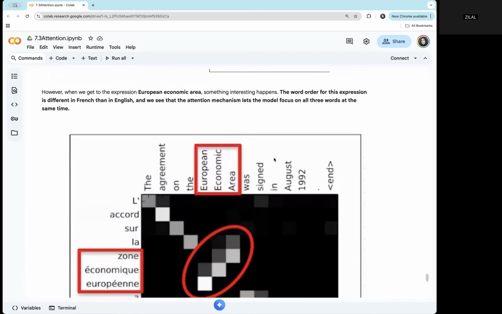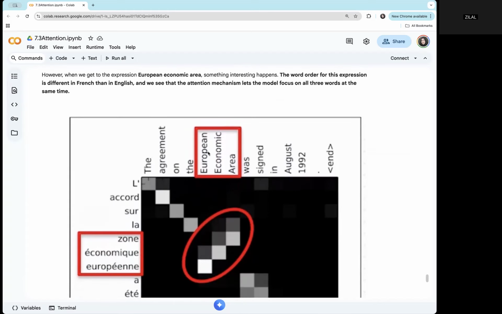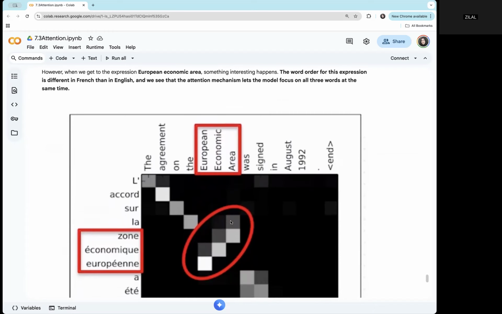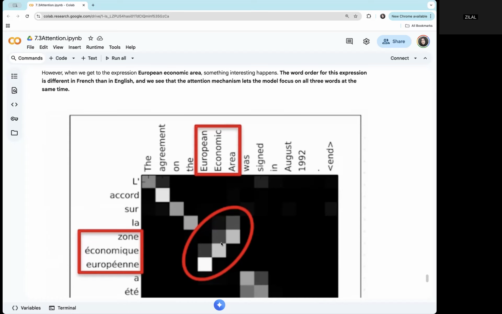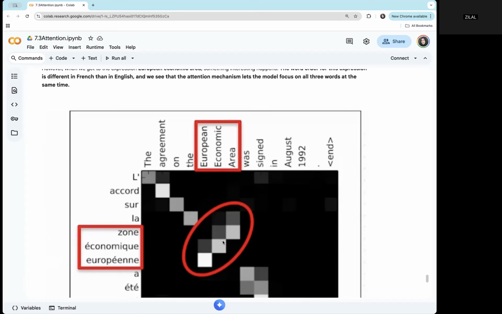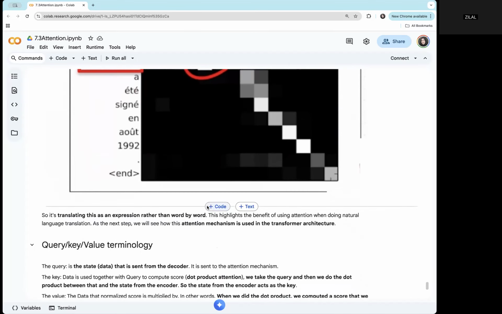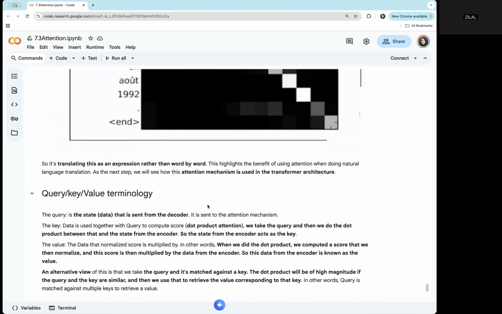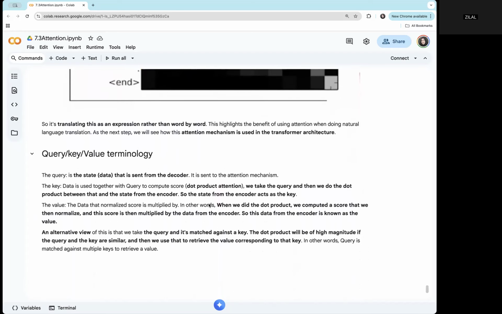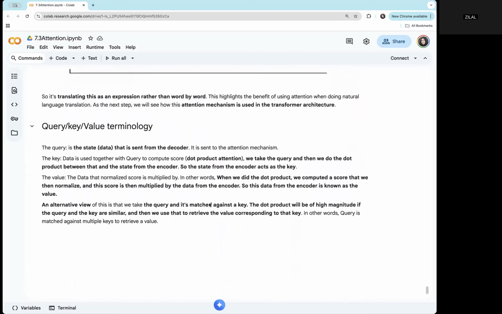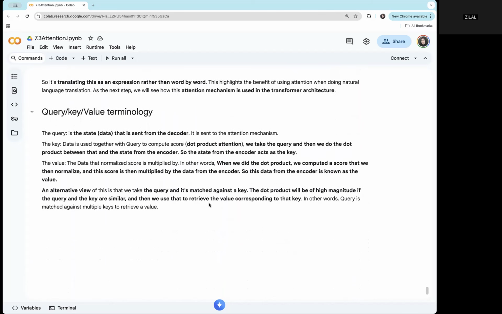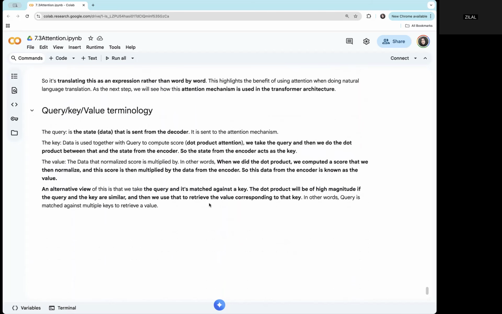However, when we get to the expression European Economic Area, something interesting happens here. The word order for this expression is different in French than in English. And we see that the attention mechanism lets the model focus on all three words at the same time. So it's translating this as an expression rather than word by word. This highlights the benefit of using attention when doing natural language translation. As this is the next step, we will see how this will be used in the transformer architecture in future videos.